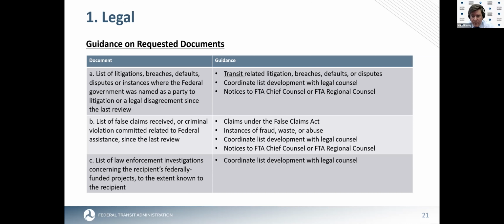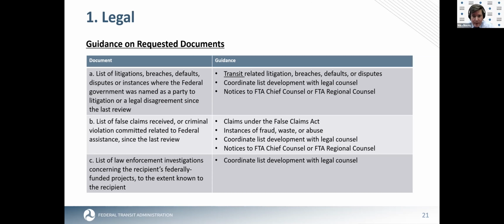It's also helpful for you to coordinate the list that you're going to provide to your reviewer with your legal counsel. That's going to be important because not only are you providing a list, but once you provide that list, your reviewer is going to want to follow up and see, okay, if there was litigation, did you notify FTA's chief counsel or FTA's regional counsel, et cetera? Who's going to have that email or that communication with FTA? It's going to be your legal counsel most likely. So coordinate the list development with them.